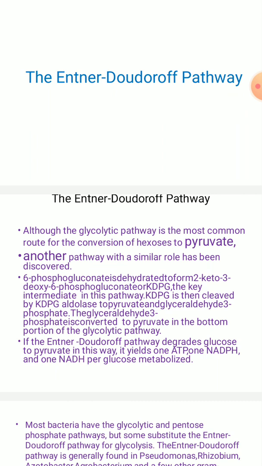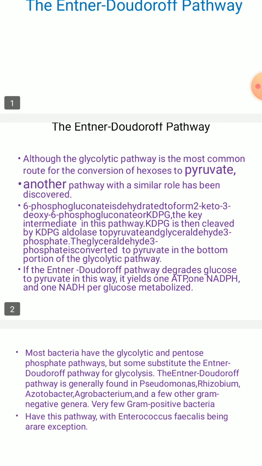Although glycolysis is the most common pathway or route for the conversion of hexose molecules to pyruvate, as we have seen in glycolysis, where glucose is degraded to pyruvate, another pathway that plays a very similar role to glycolysis has been discovered. That pathway is called the ED pathway. So here, what is going to happen?